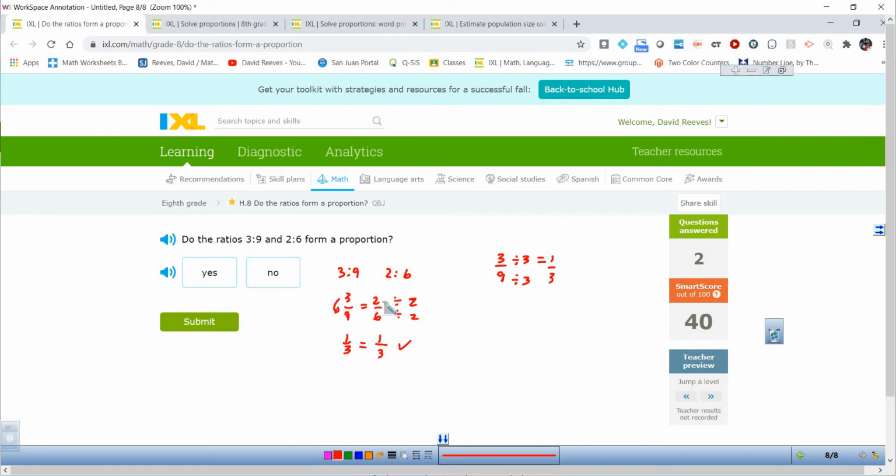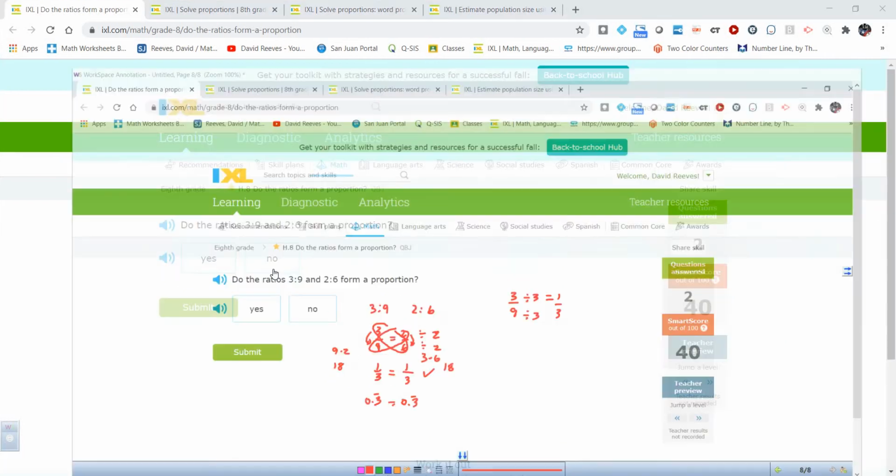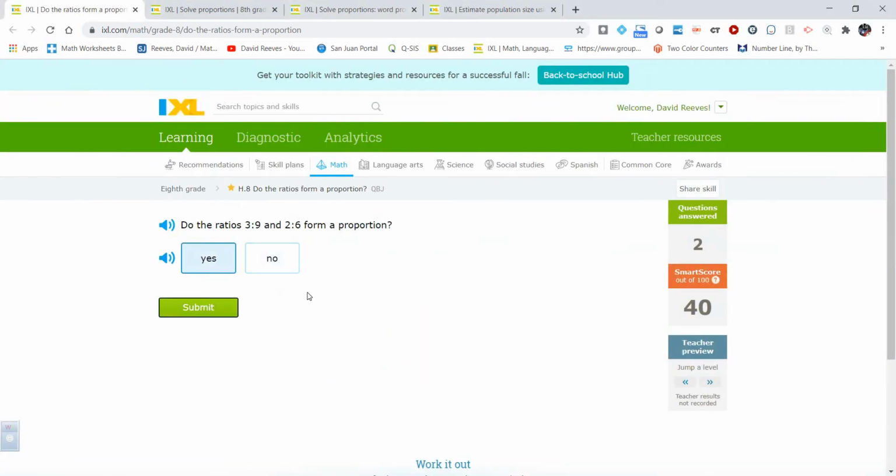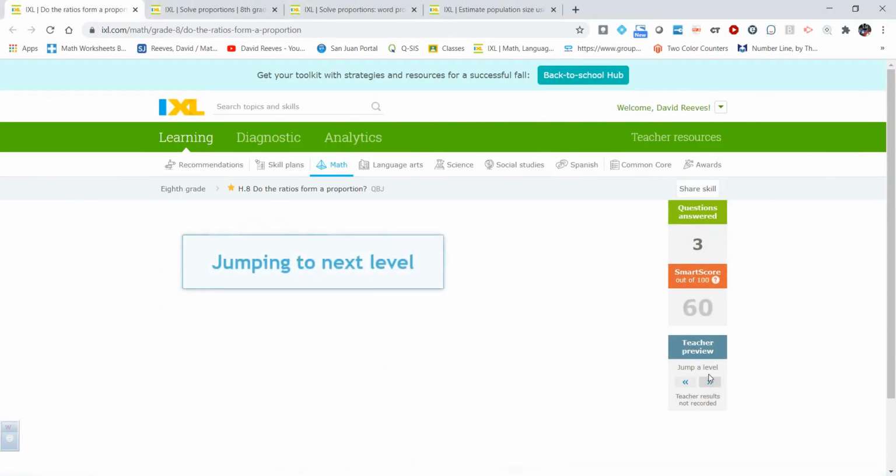Again, dividing down this way, you would see that they both simplify to 1/3. If you were to make them decimals, they would both be the decimal of 0.3 repeating, right? And of course, our cross product check, 9 times 2 is 18, and 3 times 6 is 18. Don't you just love proportions? Oh my goodness, I love proportions.